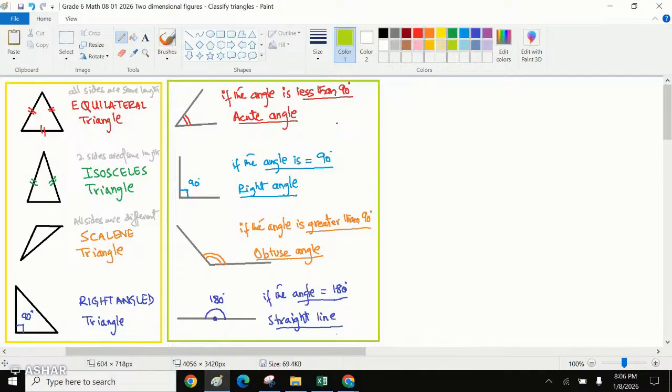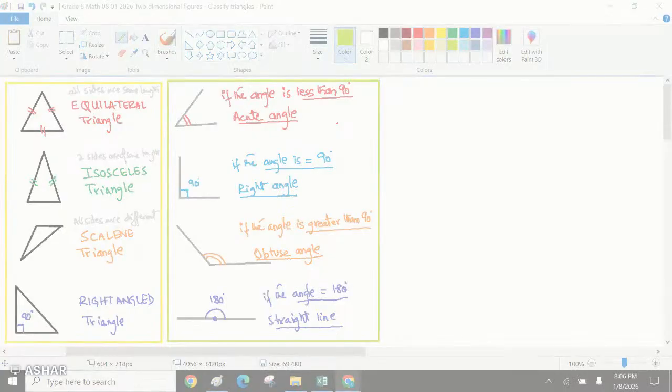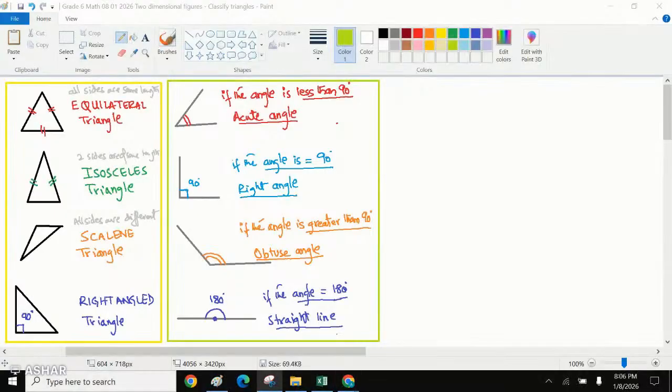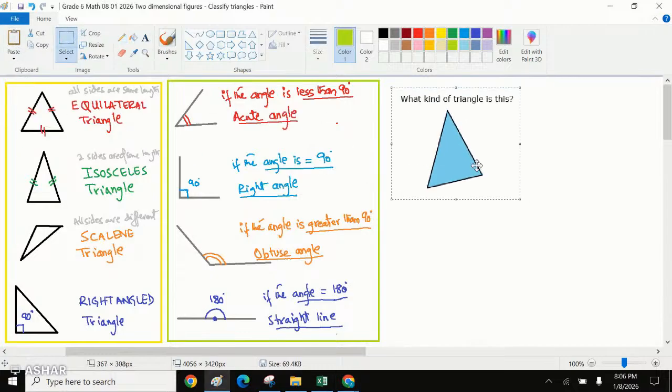So let's start off with the first question. Hi, everyone. I could not read the messages earlier, so I'm just looking through them. Okay. They are asking what kind of a triangle this is. In question number 1, they're asking what kind of a triangle this shape looks like.